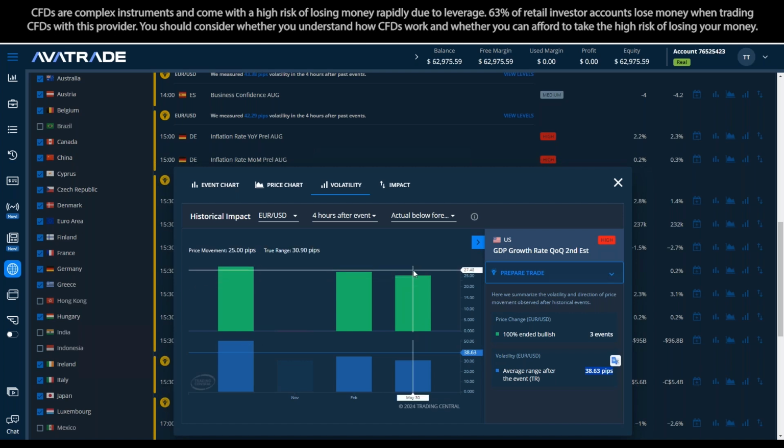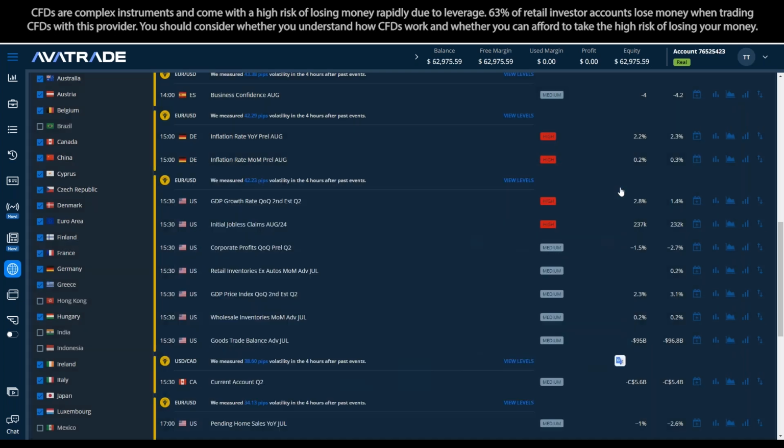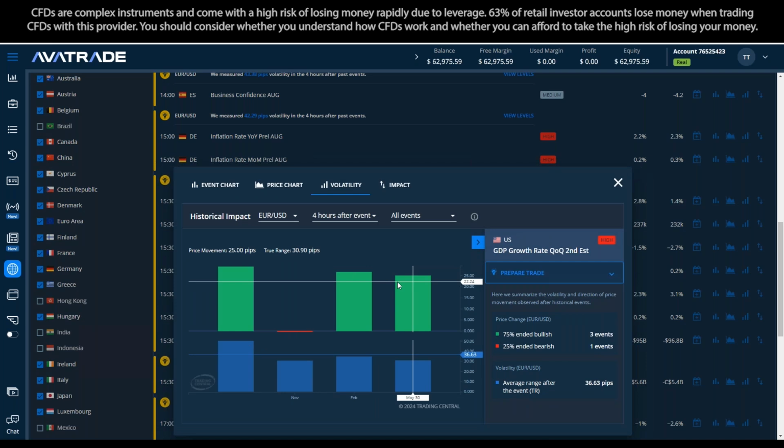Okay, so if this data comes in once again below forecast, which might not be hard to see happen because the expectation is such a big increase. So if this misses 2.8% and comes in significantly below that, you may see a repeat of what the data shows happened the last 3 times that this happened.